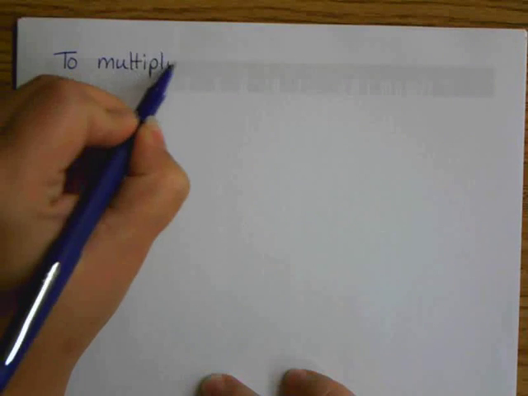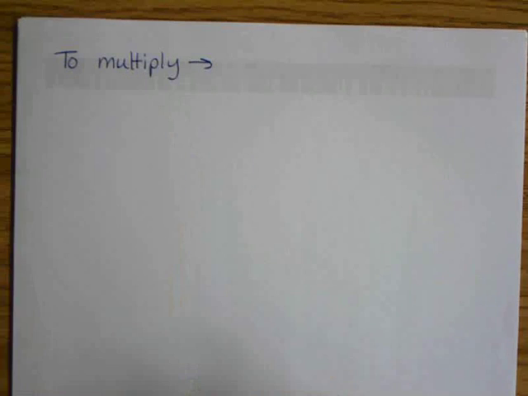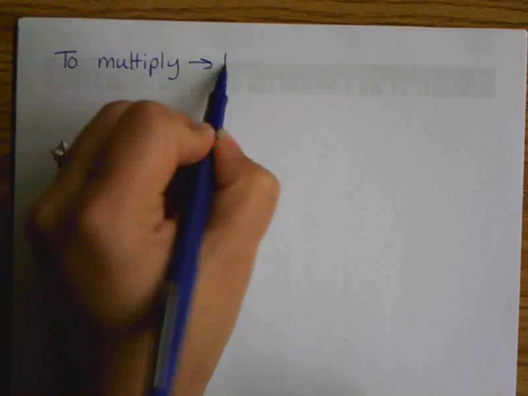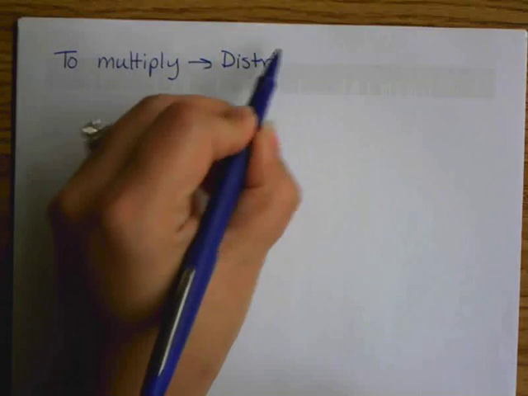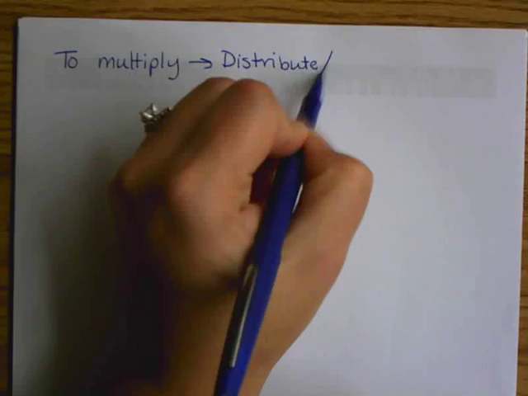Okay, to start this video, we are going to finish off with our 2.3 day 1 notes. We did adding and subtracting in class. Now we're going to talk about multiplying. In order to multiply a polynomial times another polynomial, we have to either distribute or FOIL.